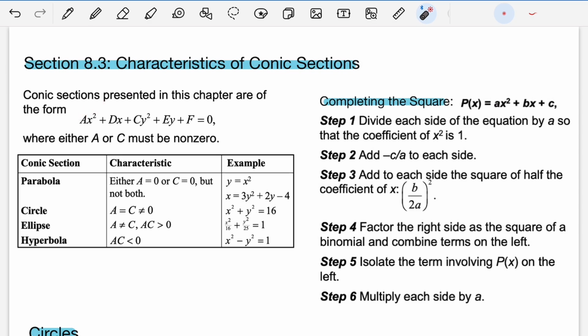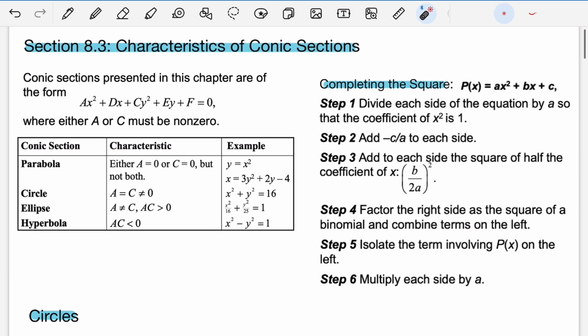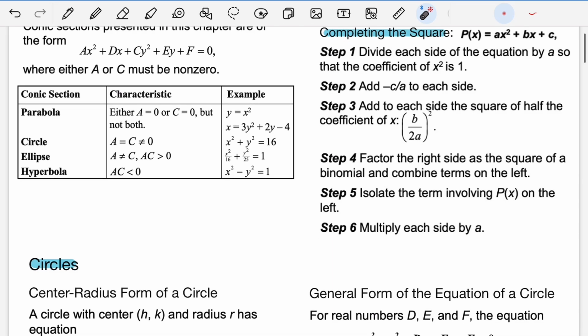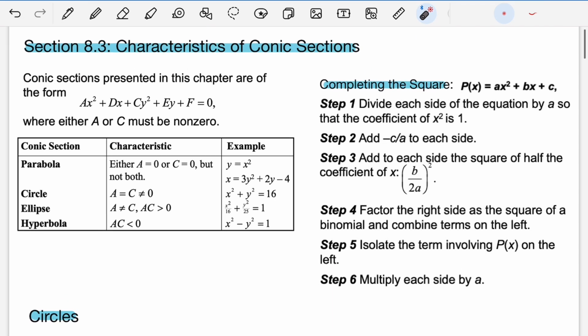And so in section 8.3, the homework just wants you to be able to identify what type of conic section you're looking at based off of these characteristics here, and then be able to rewrite the equation that's given to you in the standard forms for these. So the purpose of this video is really to just compile the lecture notes that has all of the different types of conic sections here. So this table is super important and can easily help you identify what type you're looking at.